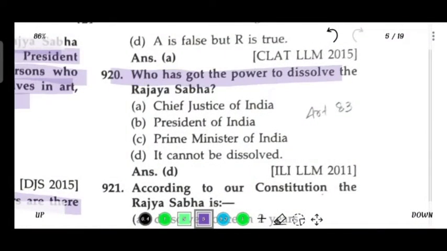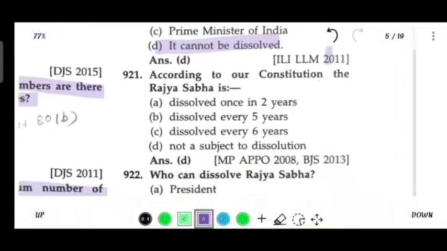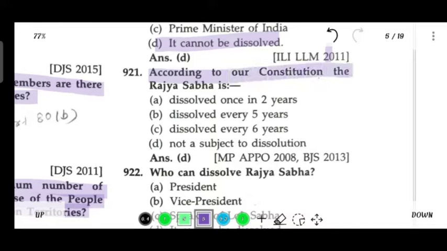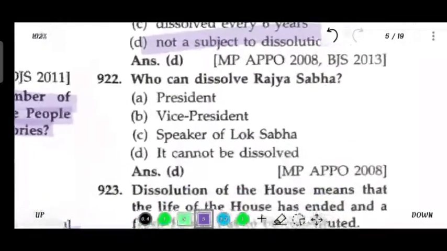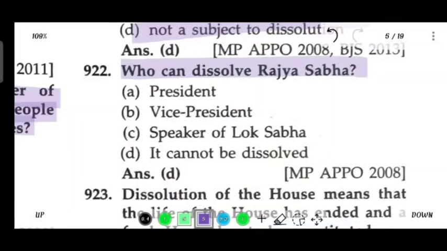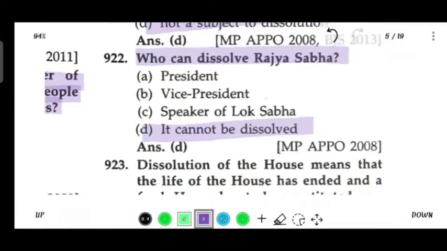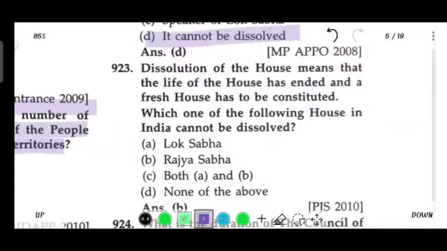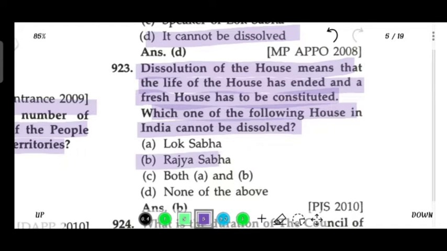Who has the power to dissolve the Rajya Sabha? It cannot be dissolved. According to the Constitution, the Rajya Sabha is not subject to dissolution. Who can dissolve Rajya Sabha? It cannot be dissolved. Dissolution of the House means that the life of the House has ended and a fresh House has to be constituted. Which one of the following Houses of India cannot be dissolved? Rajya Sabha.